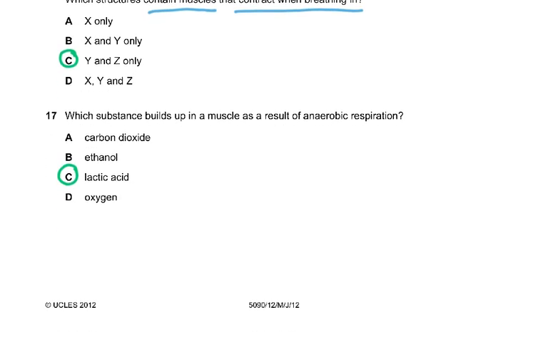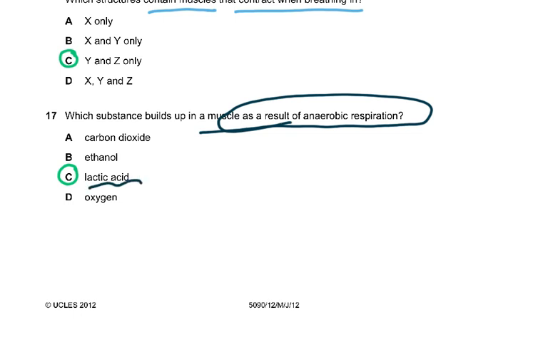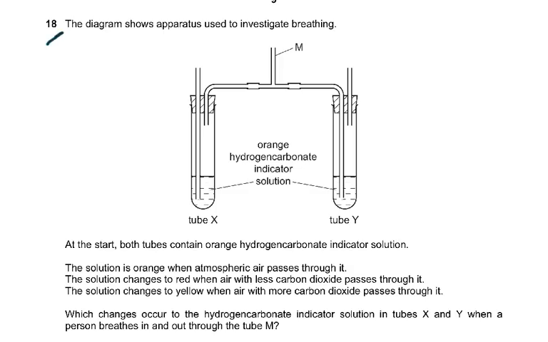Then question 17, which substance builds up in a muscle as a result of anaerobic respiration? Lactic acid. Lactic acid builds up as a result of anaerobic respiration. 18, the diagram shows apparatus used to investigate breathing. Now M is the one which goes into your mouth, and at the start both tubes contain orange hydrogen carbonate indicator solution. The solution is orange when atmospheric air is passed through it. It changes to red when air with less carbon dioxide passes through it, and to yellow when air with more carbon dioxide passes through it.